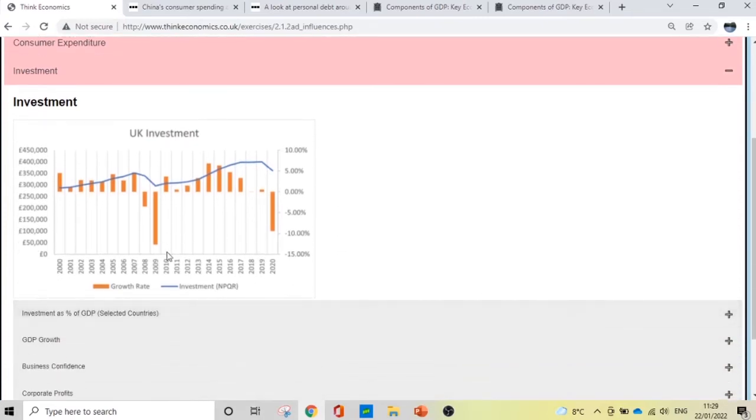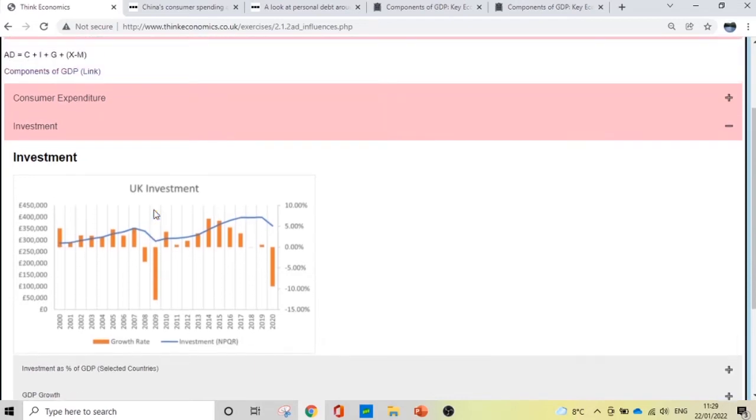And you can see this is from the ONS. I put this together, but it shows the level of investment. This is in millions. So if that's 450,000 million, that's 450 billion of UK investment.